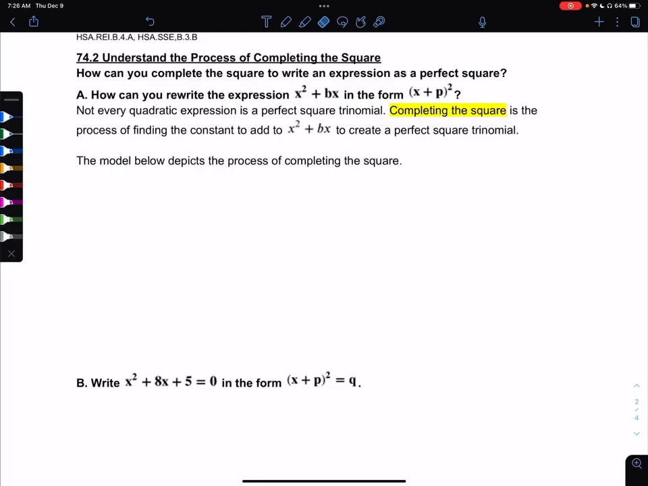In this video, we're going to look at topic 74, example 2, understand the process of completing the square. And the question is, how can you complete the square to write an expression as a perfect square? Part A, they talk about some conceptual stuff. We're going to discuss this in class. I'm going to show you some diagrams to understand this process.